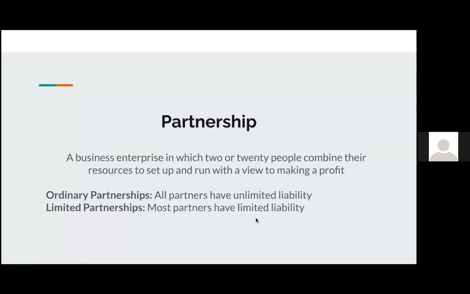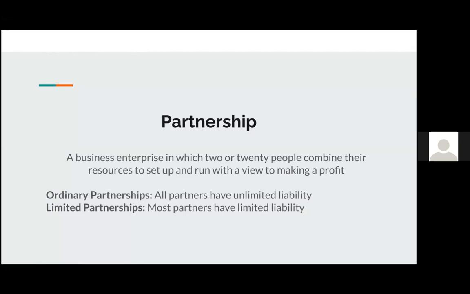So we've looked at sole proprietorships. Let's look at partnerships. This is a business enterprise in which two to 20 people combine their resources to set up and run with a view to making a profit. So most businesses in the private sector essentially set up to make a profit. The sole proprietorship we looked at earlier intends to make a profit. The partnership as well intends to make a profit.